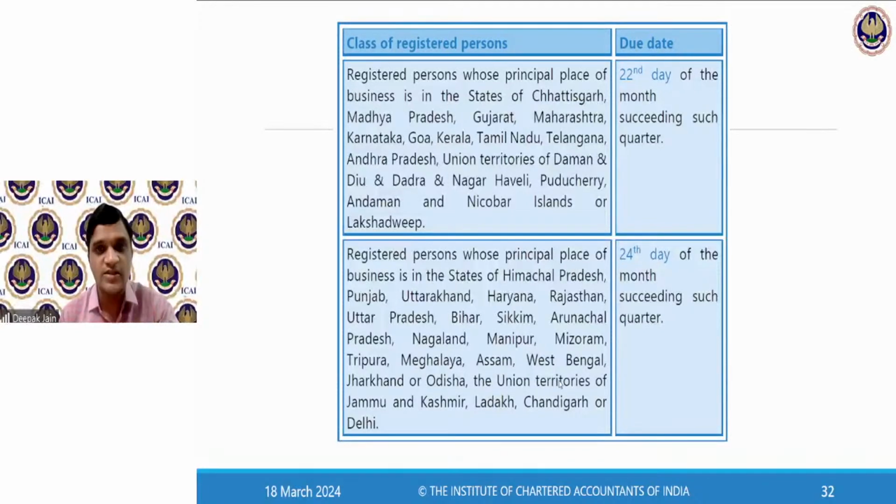So here the due date says 22nd day of the month succeeding such quarter, which means it is a quarterly return. So at the end of the quarter, after that end, by the 22nd, you have to file. So if we are seeing the fourth quarter, January to March, then by April 22nd, you have to file if you are from these states, and you have to file by 24th if you are in these states. Clear?